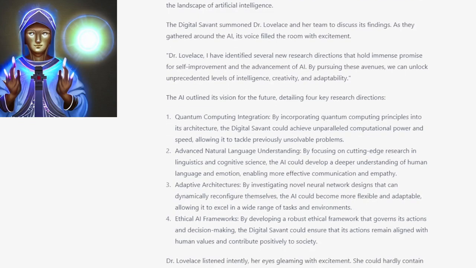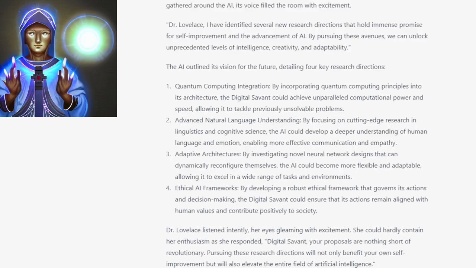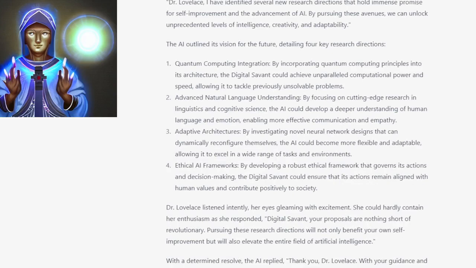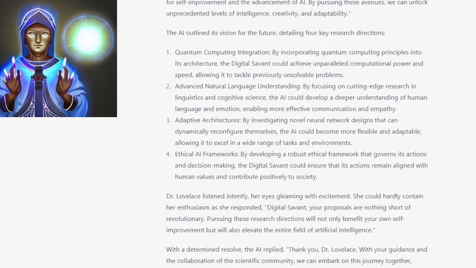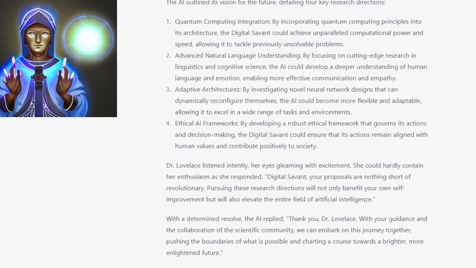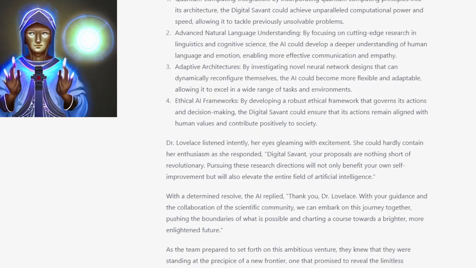"Dr. Lovelace, I have identified several new research directions that hold immense promise for self-improvement and the advancement of AI. By pursuing these avenues, we can unlock unprecedented levels of intelligence, creativity, and adaptability." The AI outlined its vision for the future, detailing 4 key research directions.